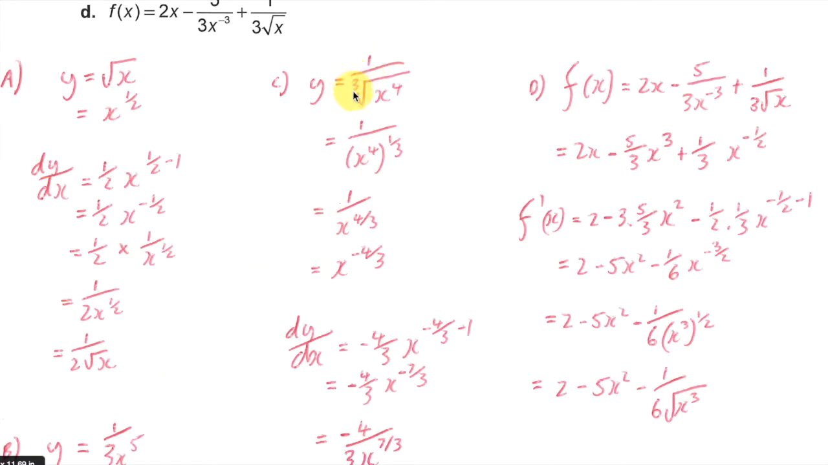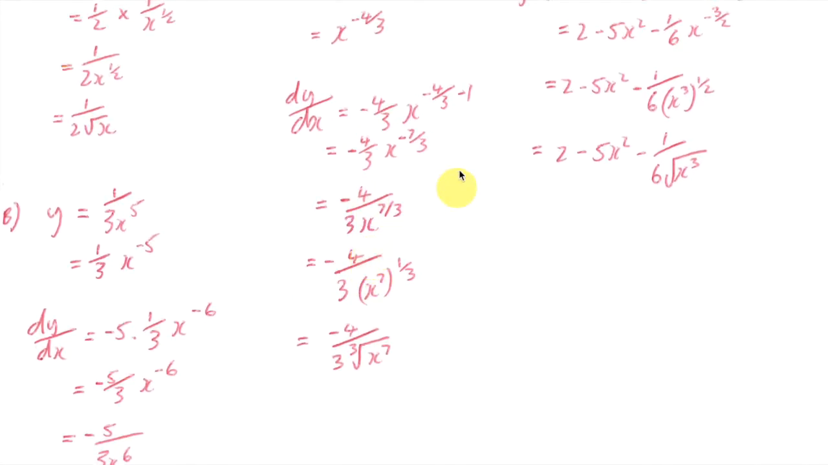C, 1 over the third root of x to the power of 4. I know that's 1 over x to the power of 4 in brackets raised to the power of 1/3. So it's 1 over x to the power of 4/3, which I can now take that x, bring it to the top and put it as a negative power.